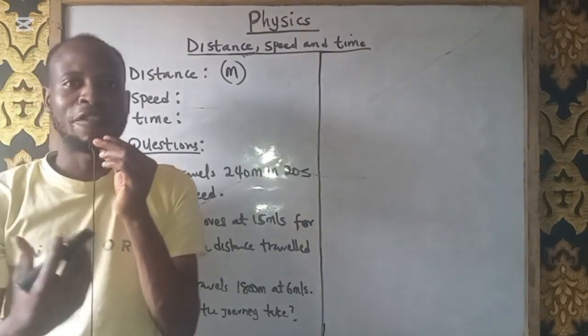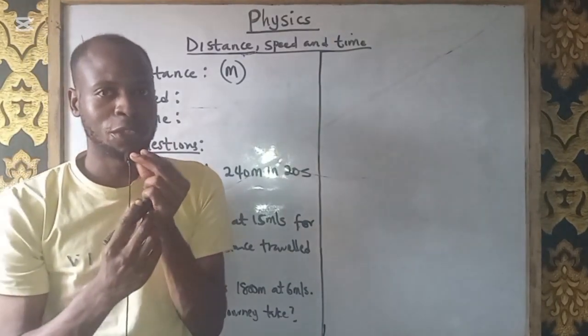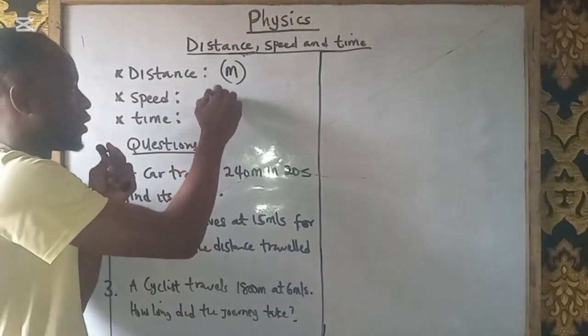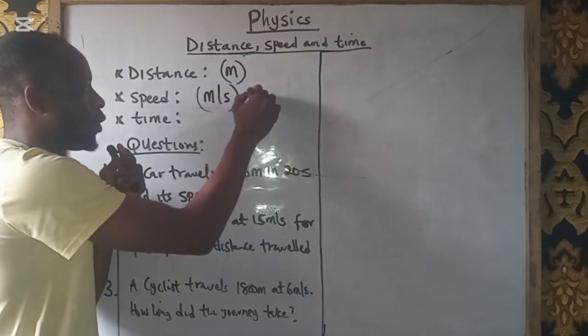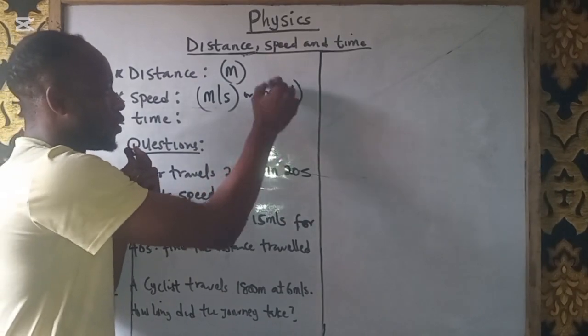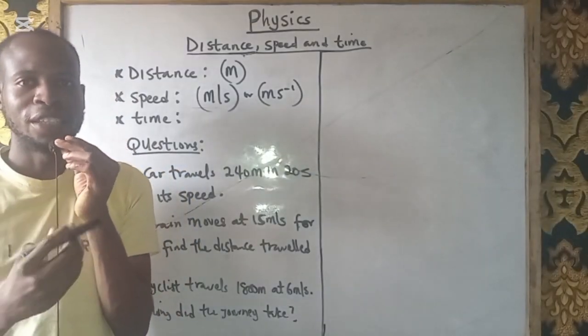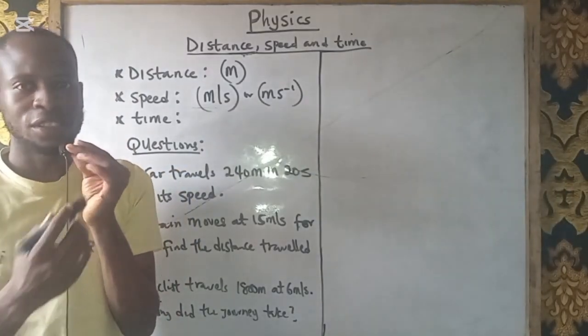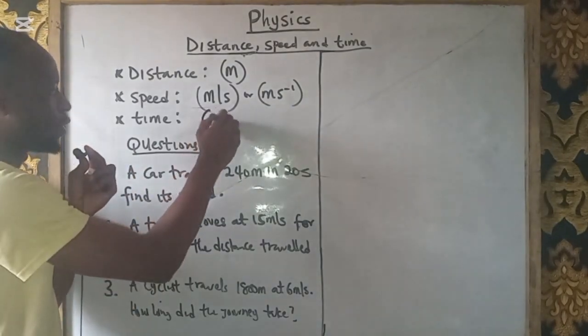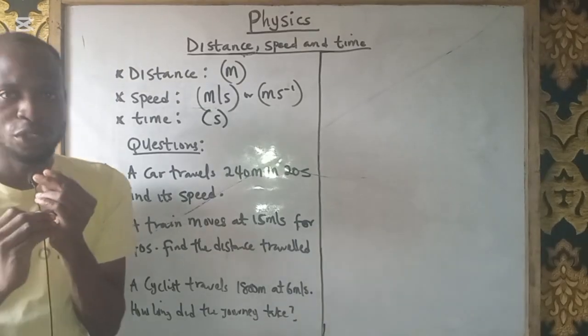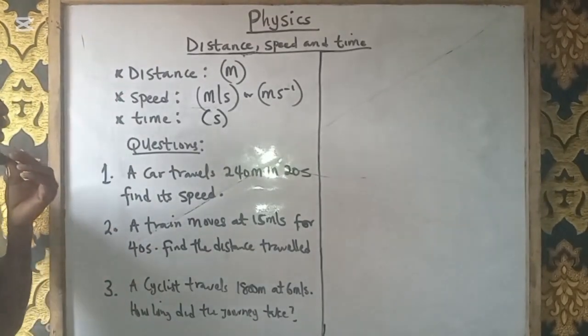It tells us how fast an object has moved, and that is measured in meters per seconds. So you either write it this way or you write it this way. They are the same. Time. Time is simply the intervals taken to complete the journey, and that is measured in what? Seconds. Now, we have questions for us to look at on distance, speed, and time.